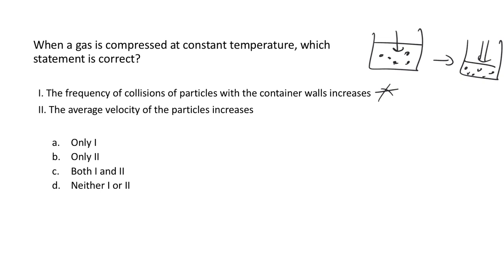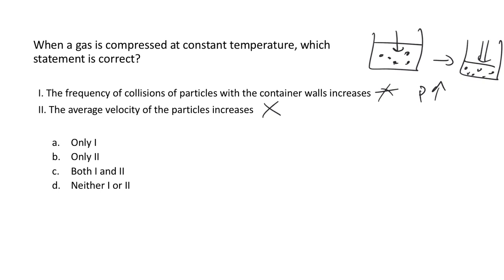That should be the direct reason why the pressure goes up: we have more collisions with the container walls, and so our pressure should increase. But then, the average velocity of the particles increases. Do we change the average velocity of the particles just by compressing a gas? Do we make the particles on average move faster? The answer there is no.